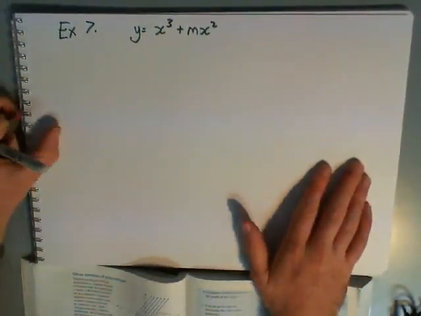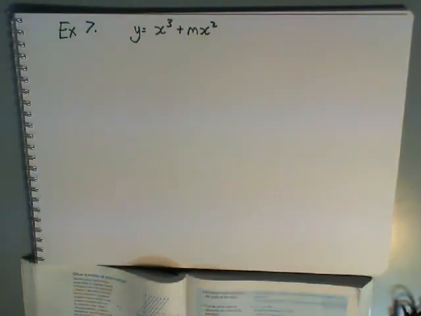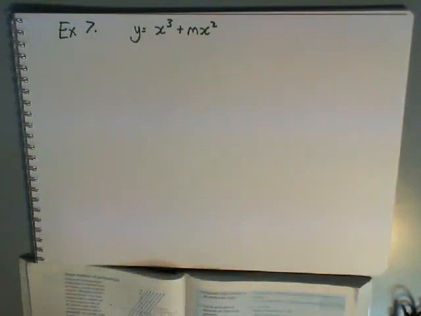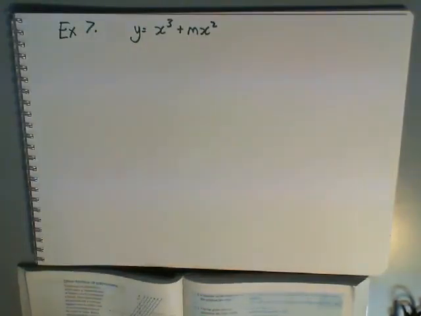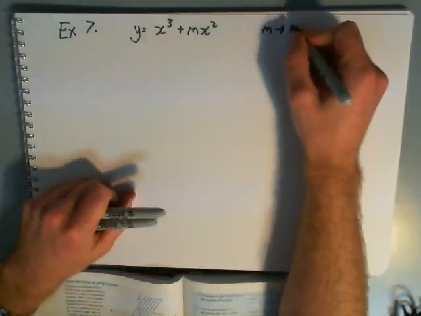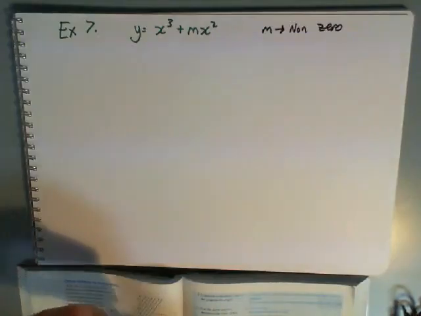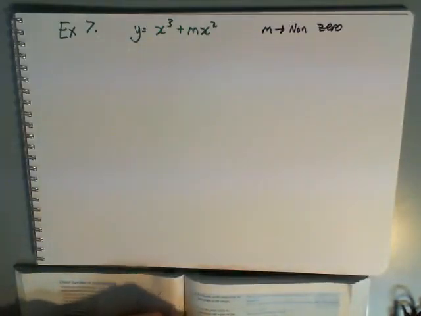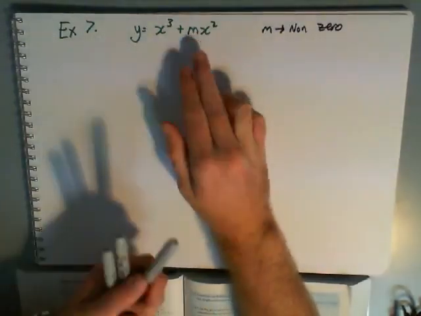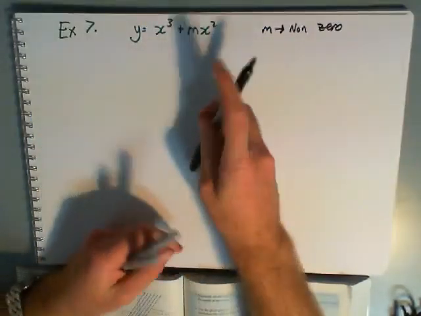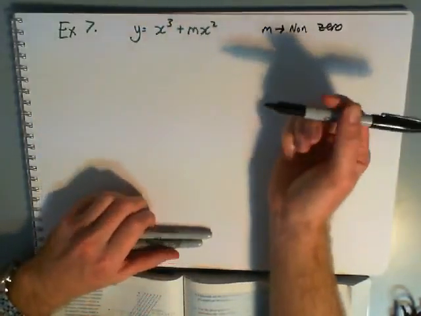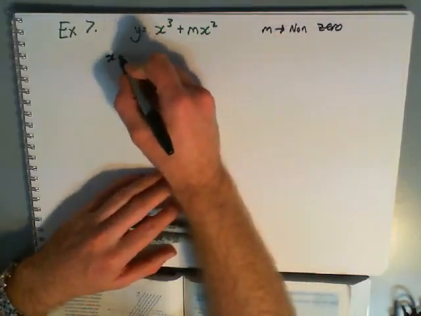So example 7, we're looking at y equals x cubed plus mx squared. We're considering the family of cubic polynomials defined by the equation, and the parameter m is a non-zero constant. So m non-zero. First part, calculate the x-intercepts and express them in terms of m. Even though we've got m, it's some kind of constant and part of the family, so it's going to change depending on what equation we want, but the calculations are the same.